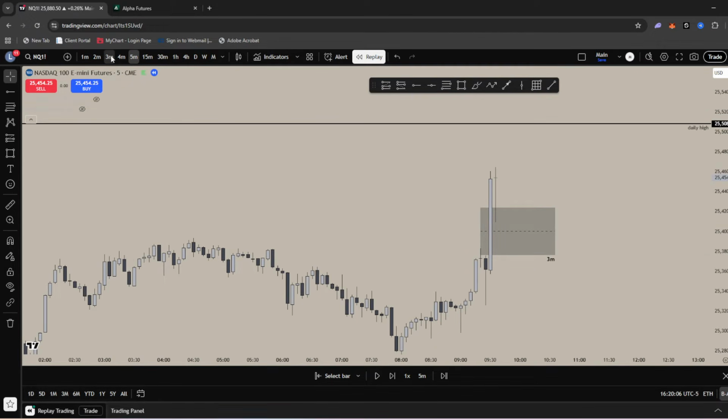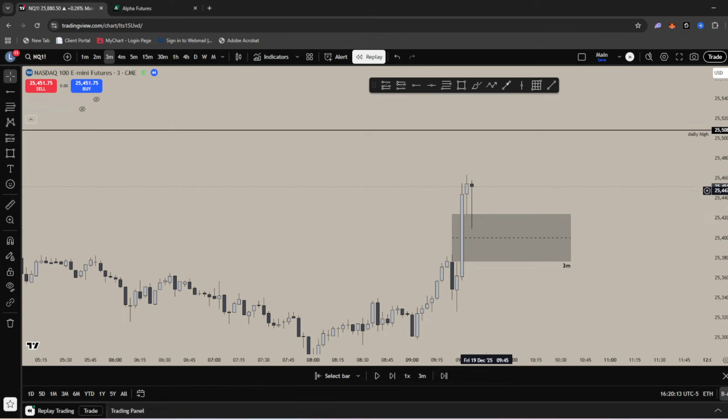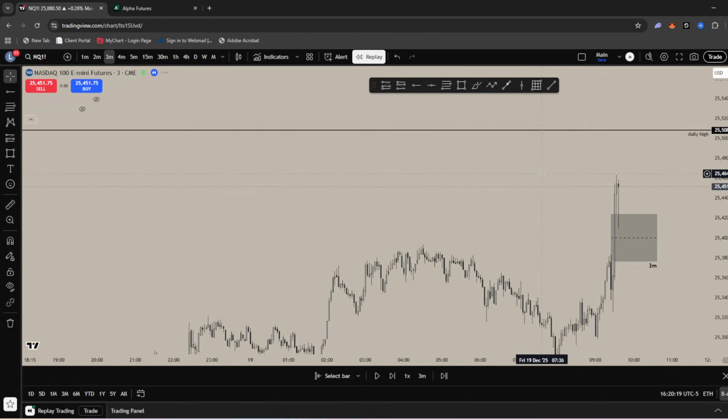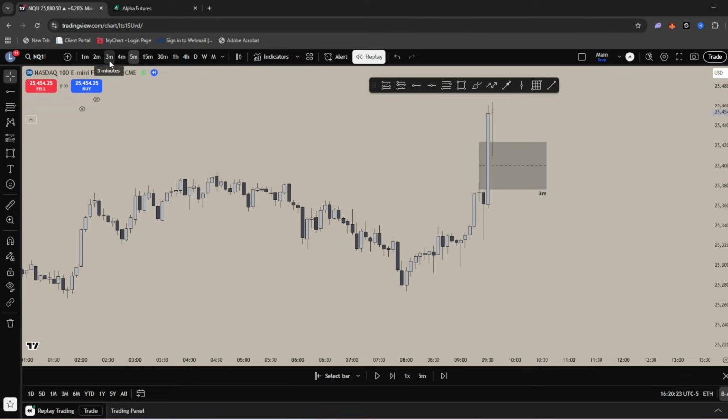So as you can see right here, price pulls back and wicks into this 3-minute bullish FVG right here. So my idea at this point is to look and see, do we have range to the next draw on liquidity? Is this an attainable high? Yes, this daily high is pretty close. We are trending up. We're respecting bullish order flow.